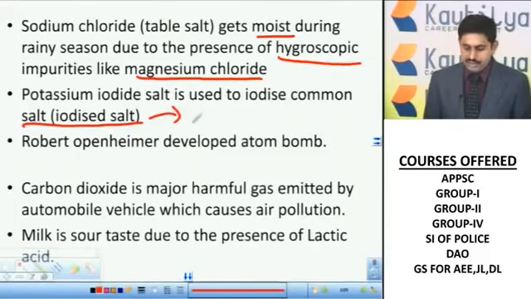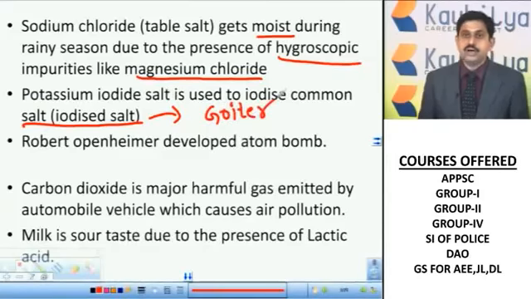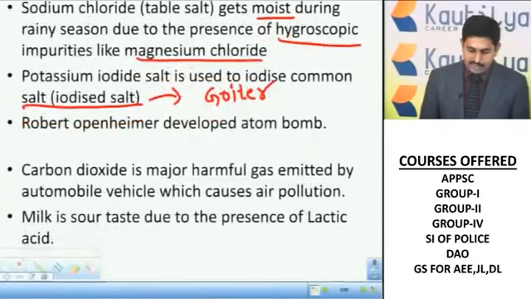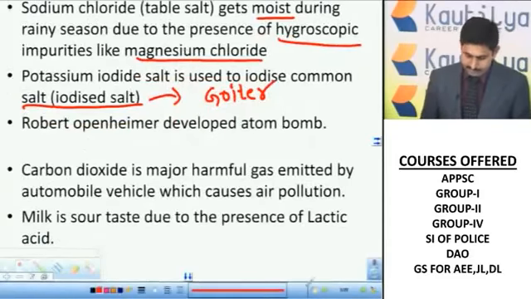Deficiency of iodine leads to goiter. So in order to avoid this, nowadays we are using a salt called iodized salt, which consists of iodine, and this iodine is added to the salt in the form of potassium iodide. I'll explain once again.